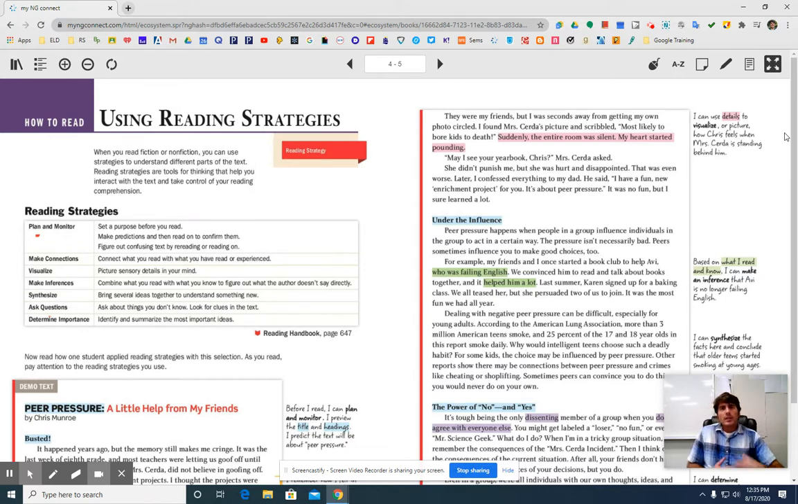All right, so now we're kind of going to make a guess here, this idea of making an inference.